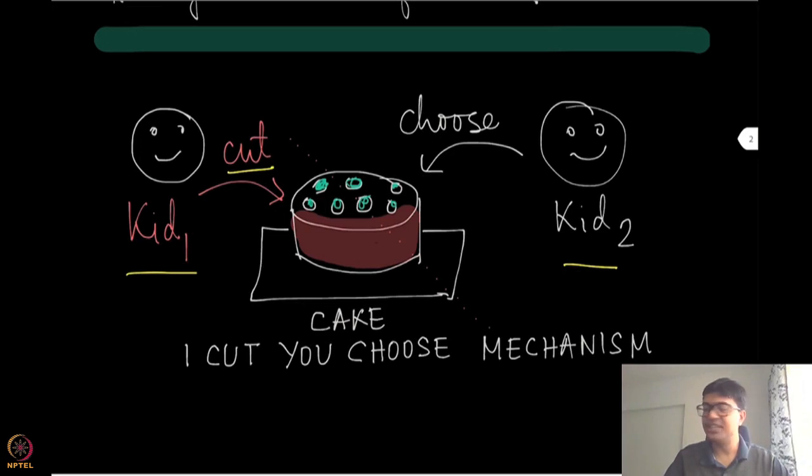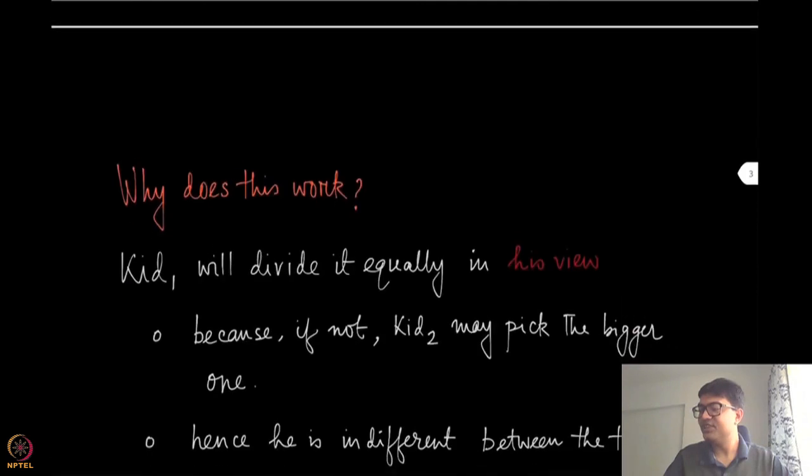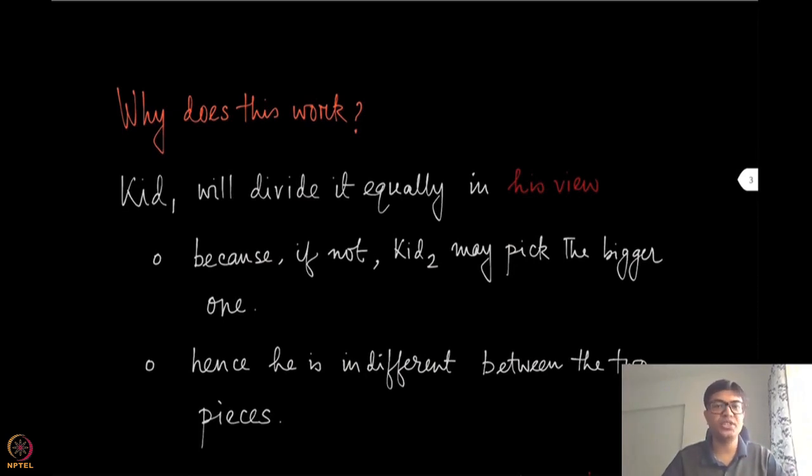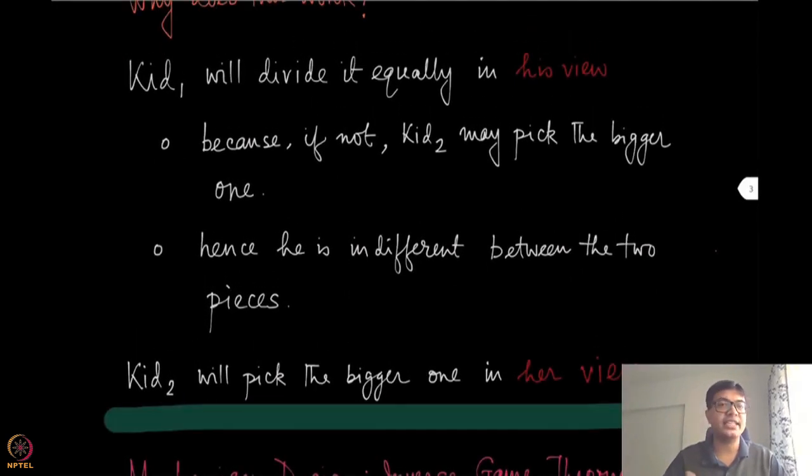So let us try to understand why this mechanism works. The first thing is that when this mechanism is designed and the rules are told to these kids, kid one will know that he will get the second piece after kid two has picked her piece. So kid one will try to make the division as equal as possible in his view. His view might be different from the other kid's view, but he will divide it exactly in half according to his view, so that he is indifferent between these two pieces, because he knows that if he cuts it unequally, the other kid might pick the bigger piece and he will be envious. So he will cut exactly halfway, and he will be happy with any of the pieces that he gets.